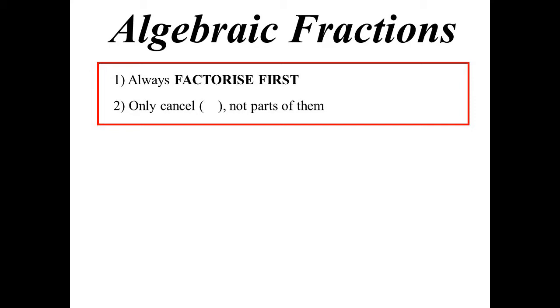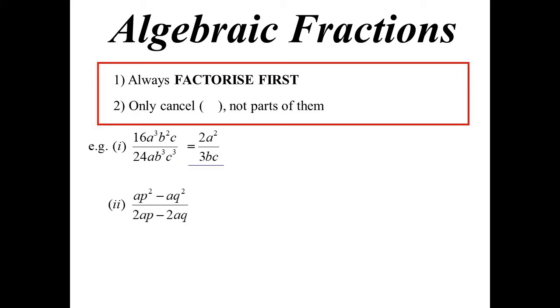Can't do that. Got to be complete grouped terms. So let's start off. Well, this one here, obviously we don't factorise because there's only one term on top and bottom. So we're looking for things that will cancel, and we end up with just 2a squared on 3bc.